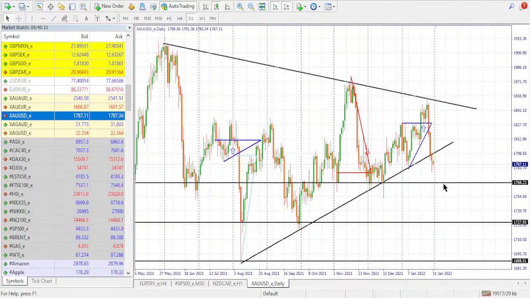Then the next target, this one here. So we have our first target here. The next one is this one. And then the next one is this one here.